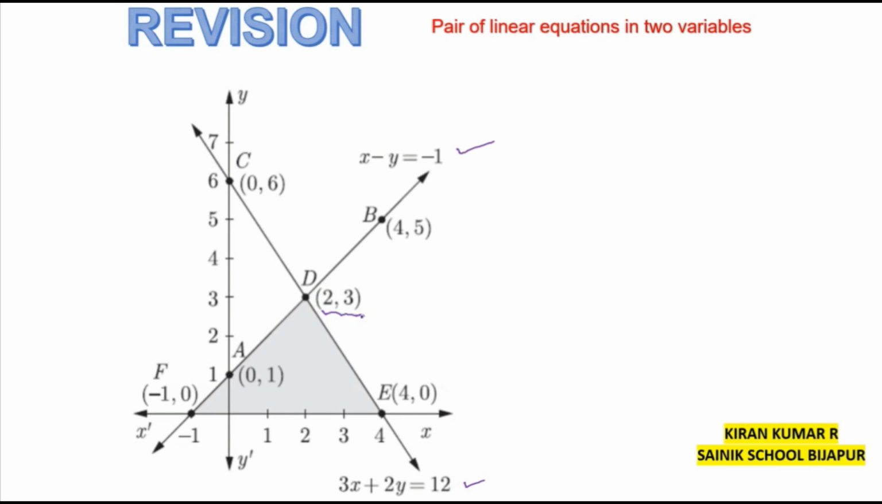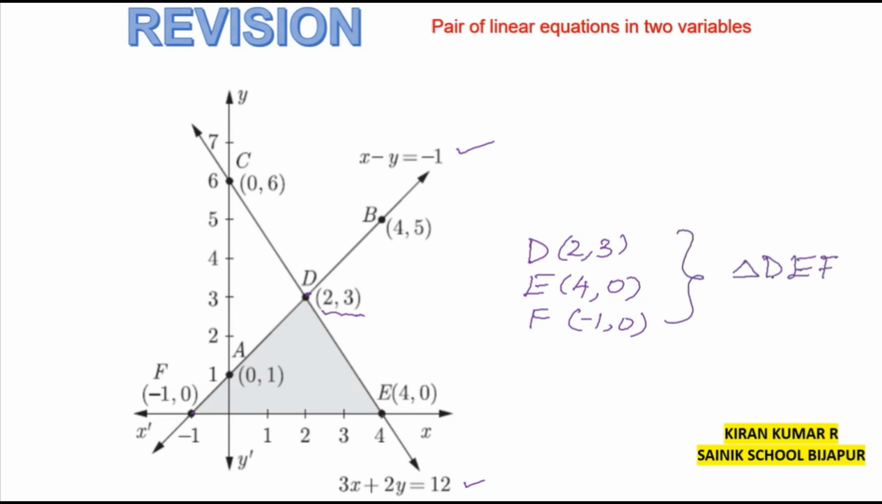Here I have mentioned the vertices. D is (2, 3), E is (4, 0), and F is (minus 1, 0) for the triangle DEF so formed. And this triangular region is shaded.